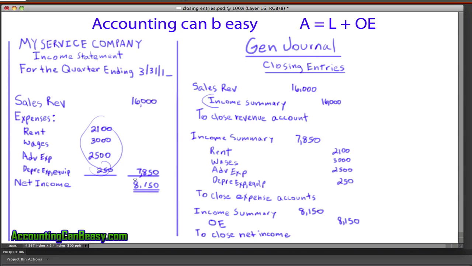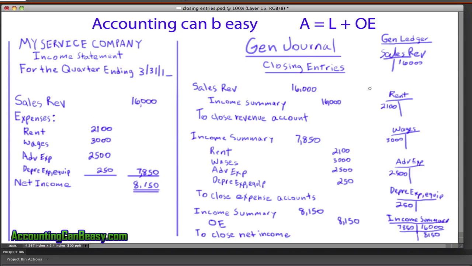We come up with our net income amount, which was $8,150, and then we have to close that account out also. To do that, we're going to debit our income summary for $8,150, and then we're going to credit our owner's equity for $8,150.